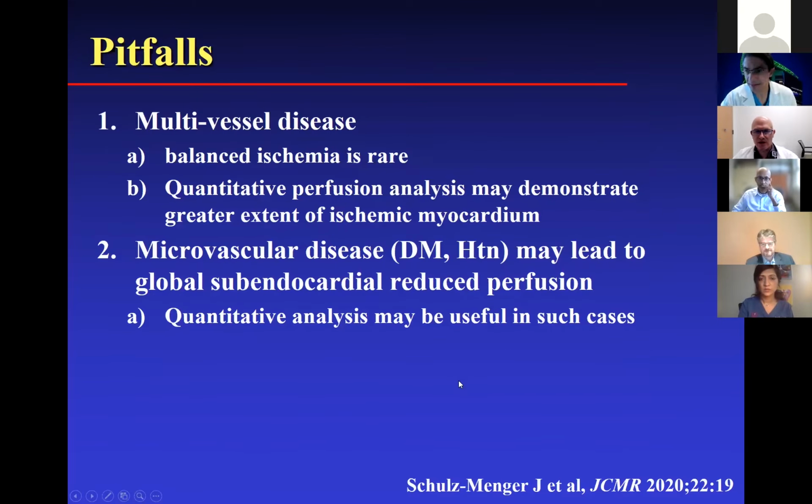One other slide, just a couple pitfalls. In multivessel disease, a balanced ischemia is rare, so generally that's not a problem like it is in nuclear. We're not talking about quantitative perfusion analysis today, but if it is performed, you generally will demonstrate greater extent of ischemic myocardium. And microvascular disease may lead to global subendocardial reduced perfusion. And this is another case where quantitative analysis may be useful.